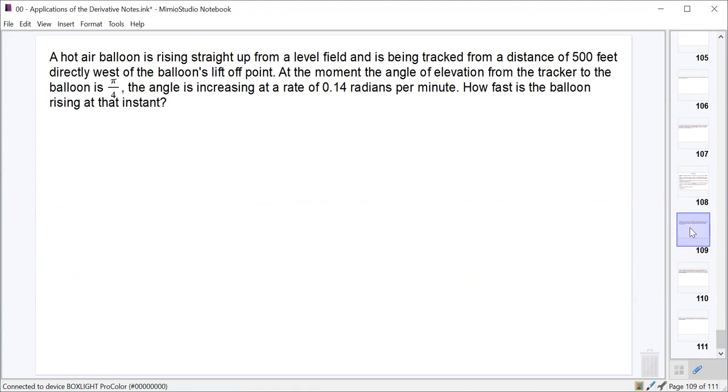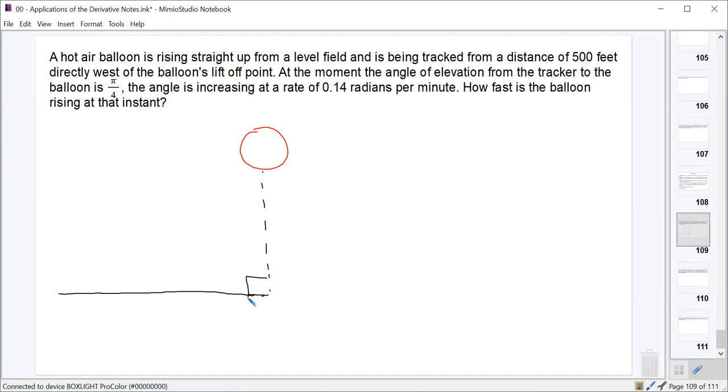So let's take a look at this first problem here. We've got a hot air balloon that's rising straight up from a level field. So here's my hot air balloon, and it's rising straight up from a level field. I'll indicate that it's rising straight up with a right angle, and I can label that as a right angle because that angle is not changing. This balloon is rising straight up.